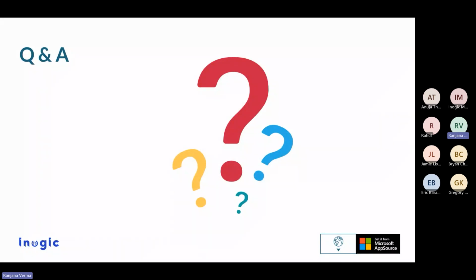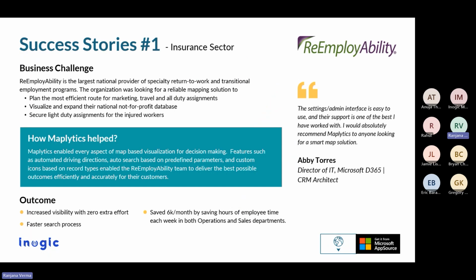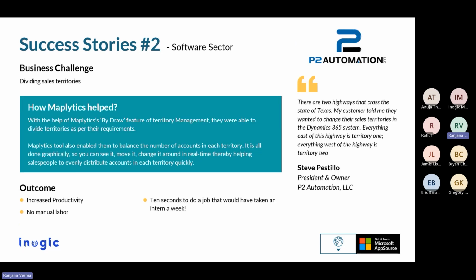Taking the discussion ahead, here are some of our success stories. Re-employability is one of our oldest clients, who has been with us since the inception. They came up with a business challenge of planning and routing, and we have been able to solve it. As an outcome, she herself mentioned in one of our interviews that around 6K a month is saved when you schedule using Maplytics. So this is the impact of Maplytics.